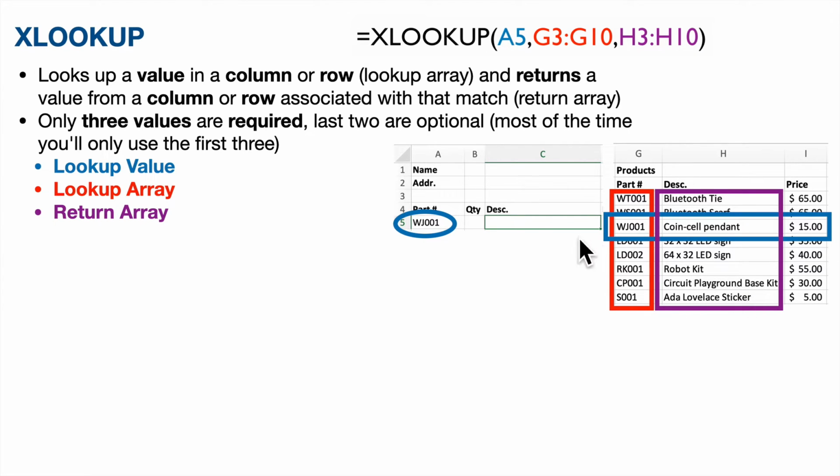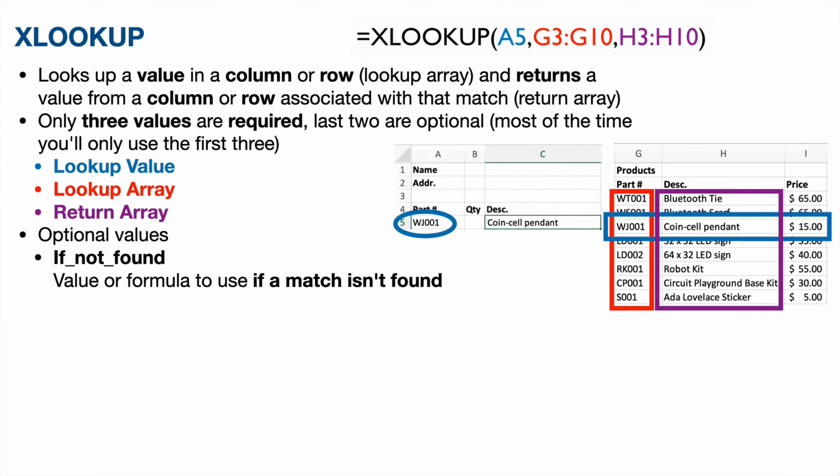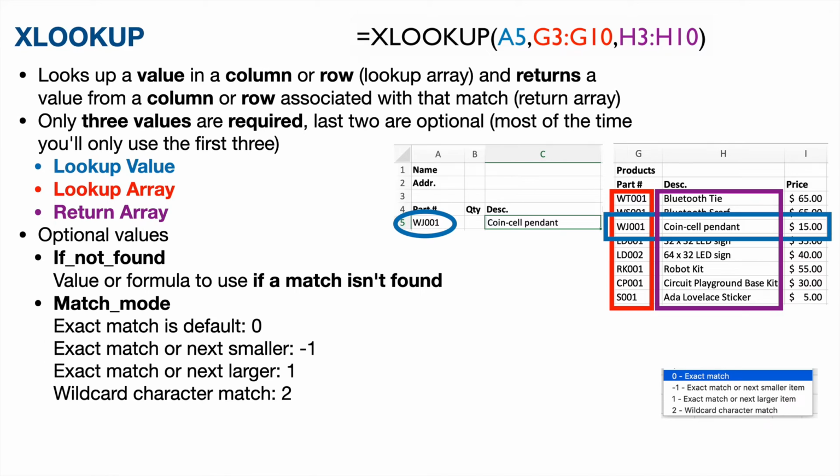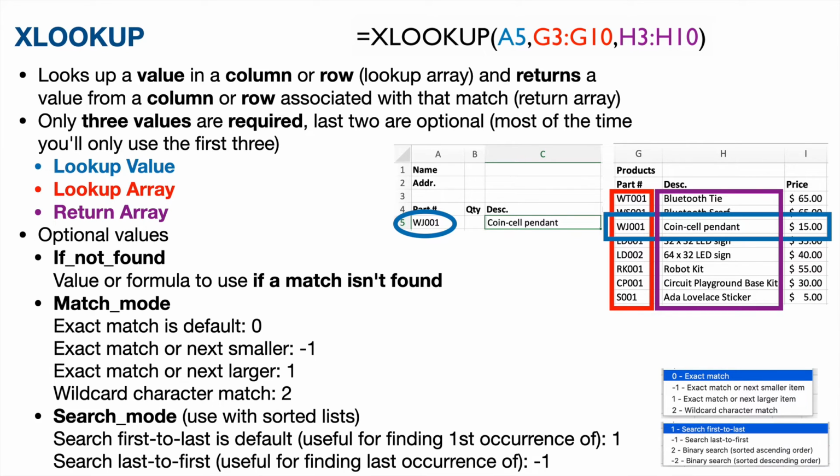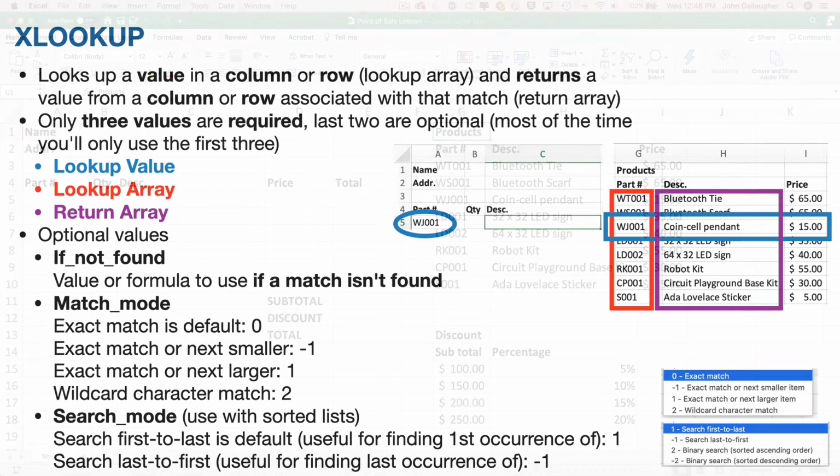Now, if XLOOKUP were to run in this example, it would find the lookup value WJ001 in the G column, and it would return coin cell pennant because that's in a matching position, third element from the top, in the return array. Now, there are also some optional values. If not found is used if we can't find a match. There are also various match modes, and there's a search mode to search a sorted list from top to bottom or bottom to top. We'll be working with the first two of these optional values. So let's give XLOOKUP a try.